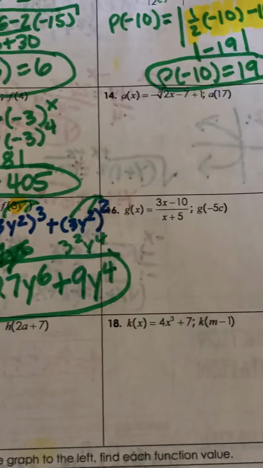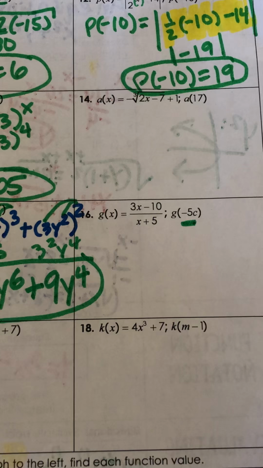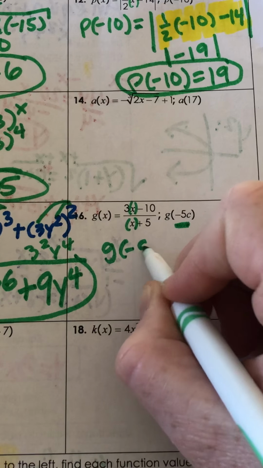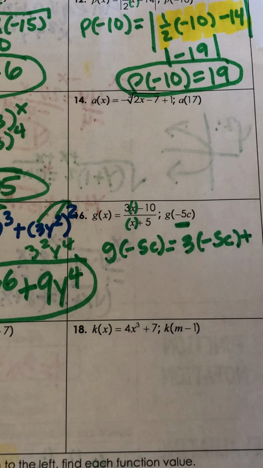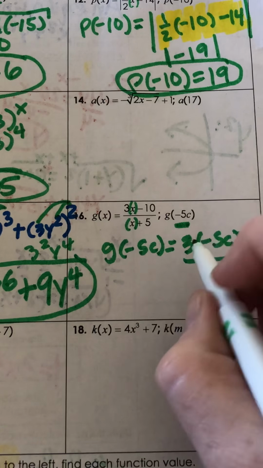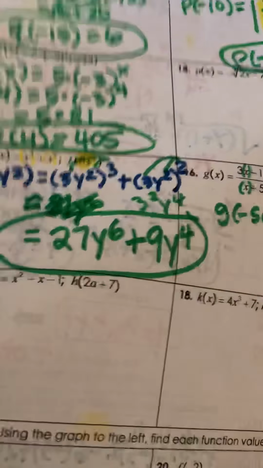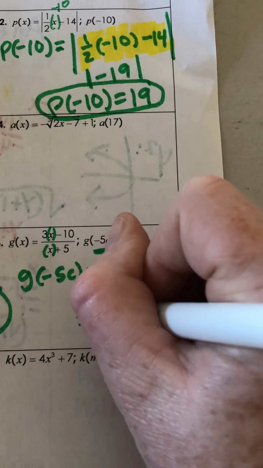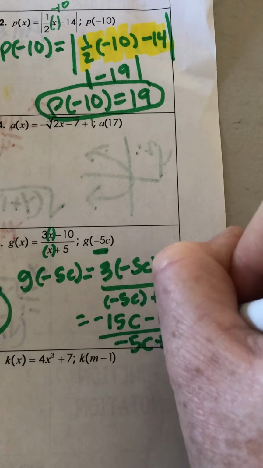Okay, let's try with negative 5c for 16. Plug that in for x, and remember, you're only doing it where you see x. So g of negative 5c is 3 times negative 5c minus 10, all over negative 5c plus 5. So that's going to be negative 15c minus 10 all over negative 5c plus 5.